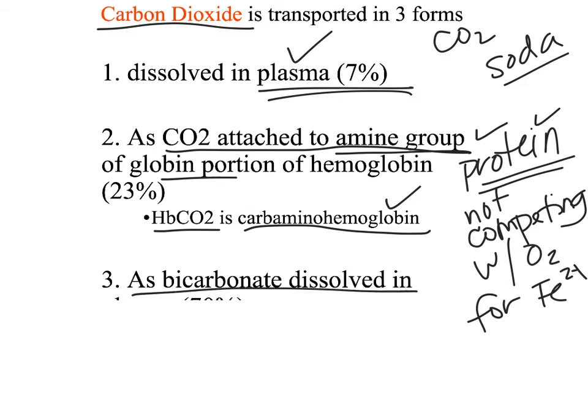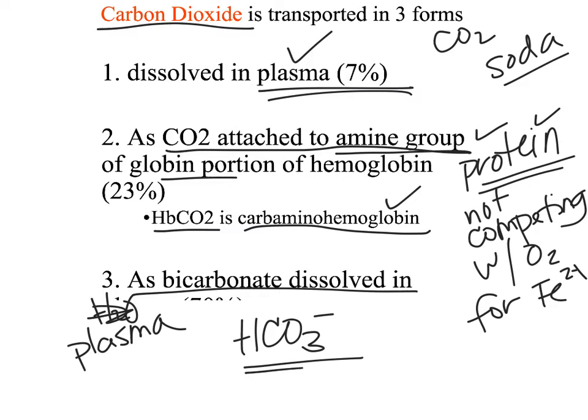The last part is it's carried as carbonic acid, as bicarbonate dissolved in water or in plasma. It's going to look like HCO3 negative. And we're going to go over that equation again that we've talked about before. So it can be carried like that. That's like 70%.